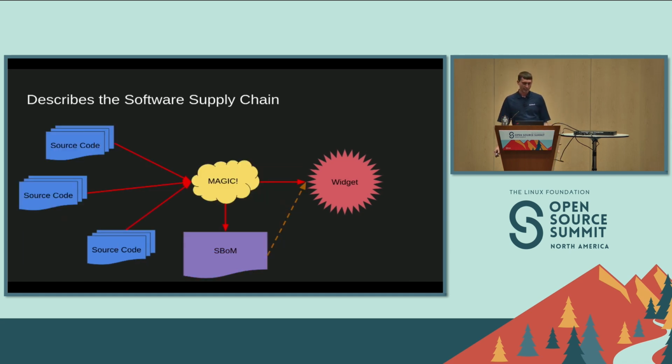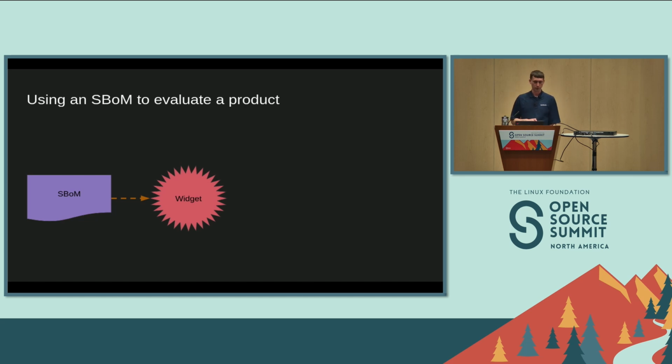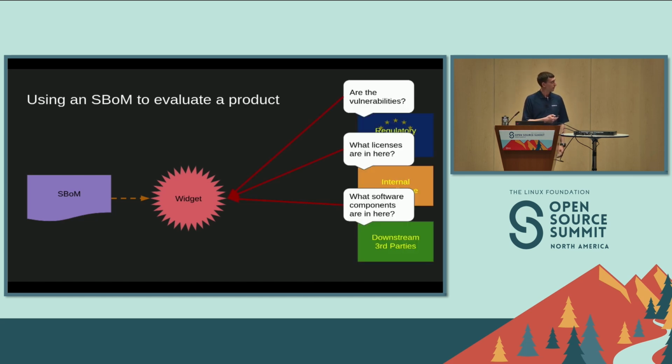Ideally, what we would like to happen is we would like our magic box to spit out the SBoM that then describes the widget that it produced. That's the easiest thing. Then we can use that SBoM to answer questions about our widget. So we have that here.